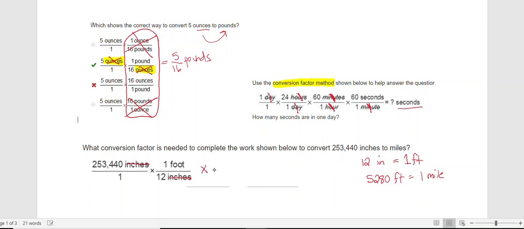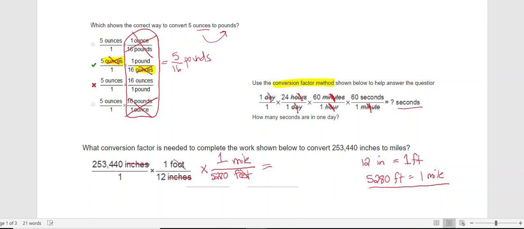Now, what would I multiply by? If I'm trying to cancel feet and feet's on top, I would need to put feet on the bottom. And then I would put miles on the top. Then I can use the information that I was given and say the 5,280 goes with feet and the 1 goes with miles. So it makes sense that we are dividing by 12 and dividing by 5,280 to come up with our answer, because inches to miles would be going from a smaller to a larger unit.